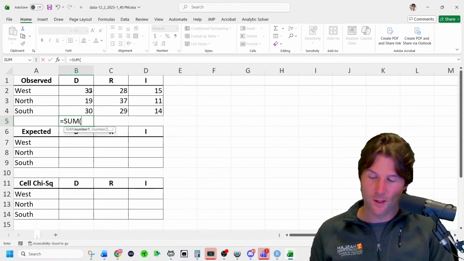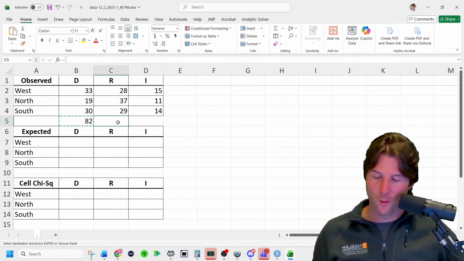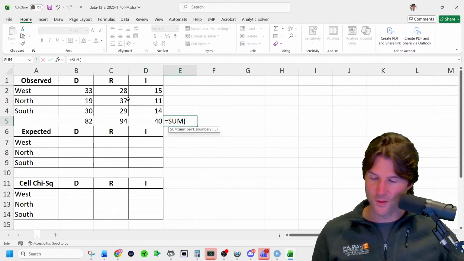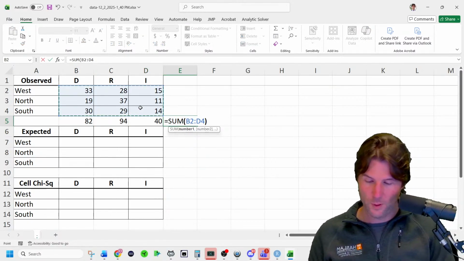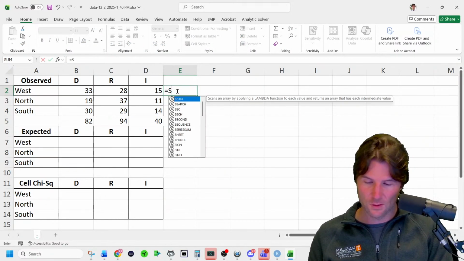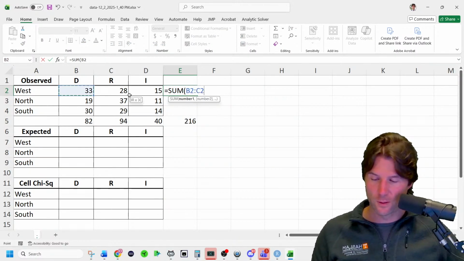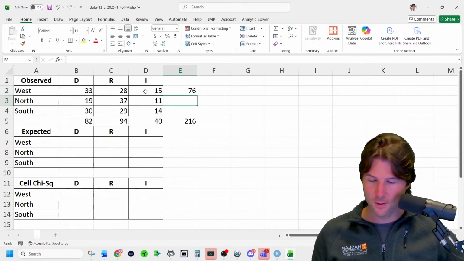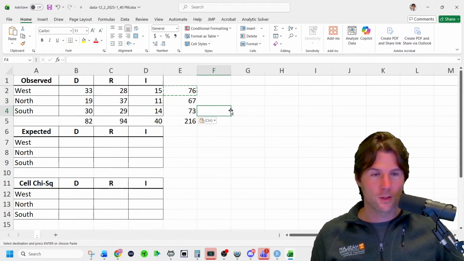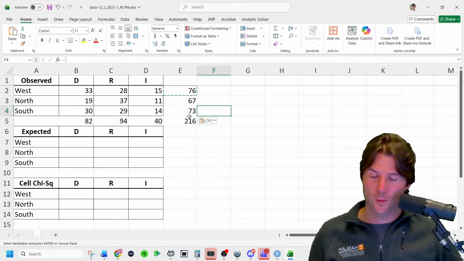So do sum right here and add up the values. And then copy over. And then you could do equals sum of the whole table. And then equals sum of these. This is sum of these rows, and you can copy the formula down. There we go. There's the marginal totals right there with the total.